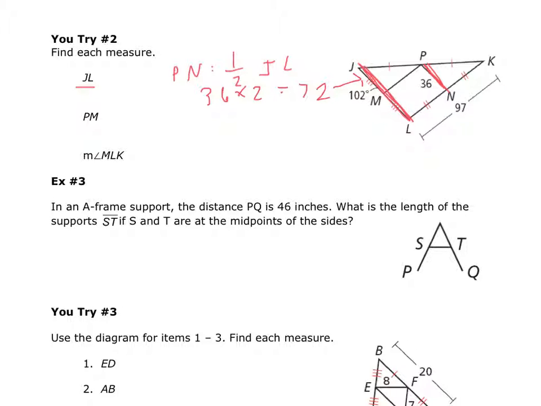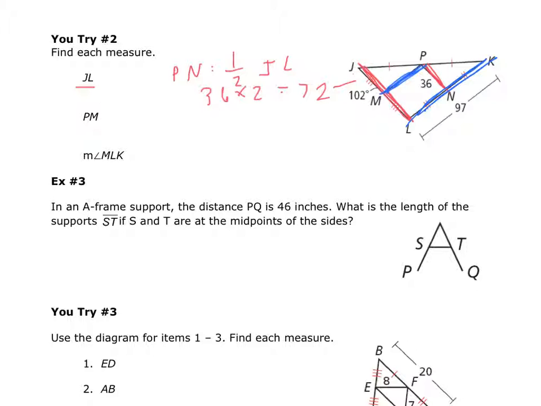Let's try PM this time. We're trying to find PM, so let's put it in blue. Let's look for a segment that's parallel to it. So we have PM, and the one parallel to it would be LK.